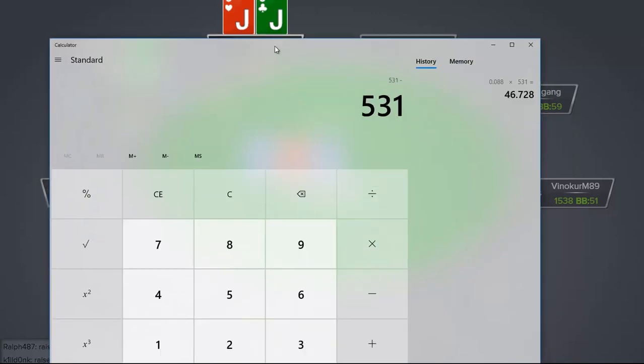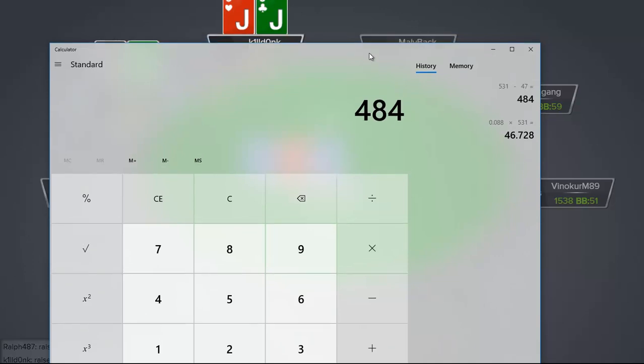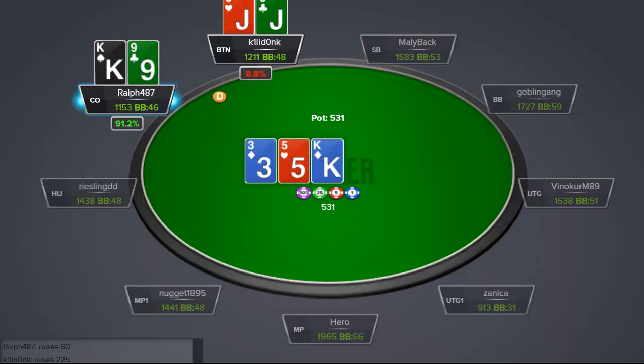And we said that his current equity is 47 chips. So he would gain 484 chips in equity. So that's his current 47 chips going up to 531 chips. That difference is going to be his equity gain. So those are the answers to today's quiz questions.